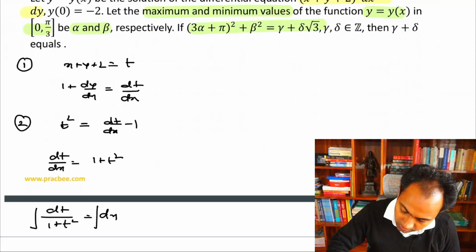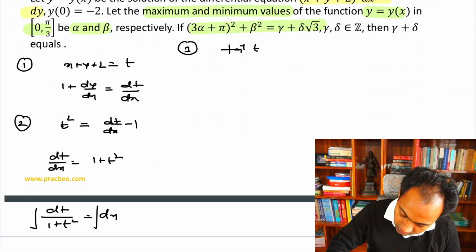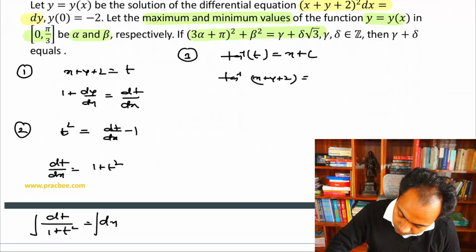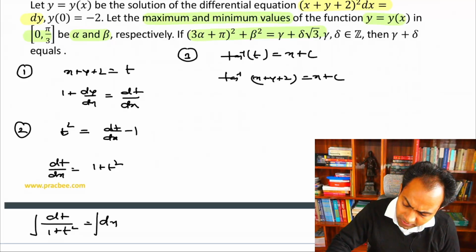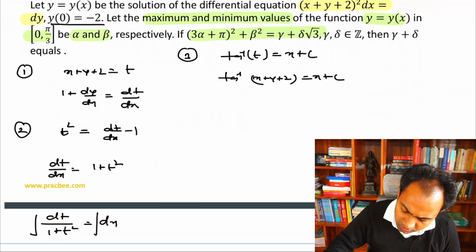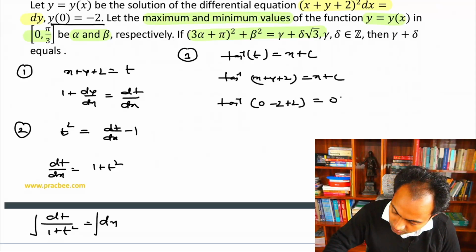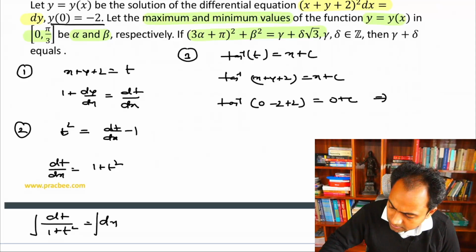And once you do it, in the third step, you have got the answer as tan inverse t is equal to x plus c. Let us resubstitute the value of t as well. This was nothing but x plus y plus 2. Now, in order to find the value of the constant, they have given that the value of the function is minus 2 at 0. So this becomes tan inverse 0 minus 2 plus 2 is equal to 0 plus c. So you can see that c also comes out to be 0.